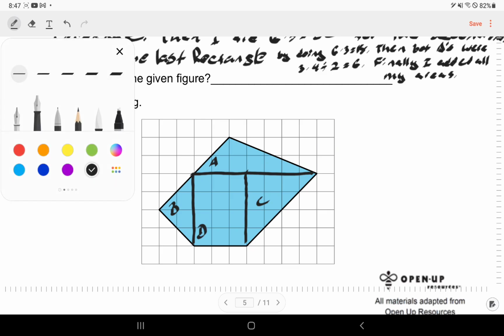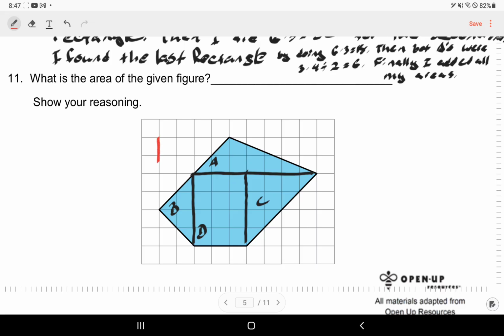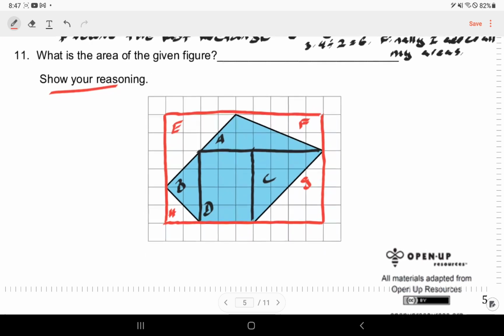Or we could put it inside a rectangle, find the area of the rectangle and subtract off triangle E, F, G, and H. Either way is absolutely fine. It's just a matter of, again, what's easiest for you. Show your reasoning means show your work.